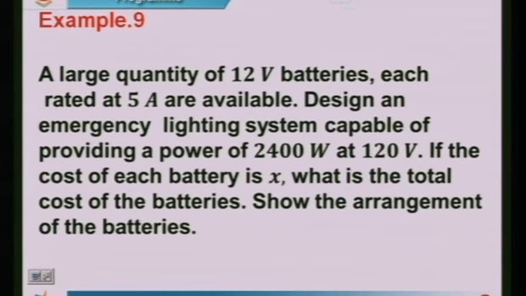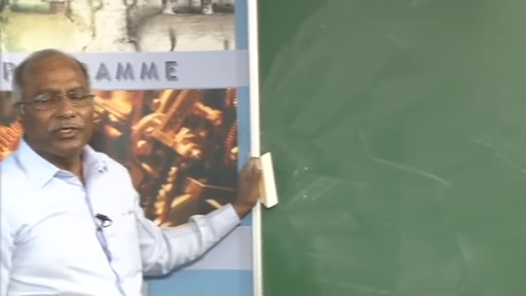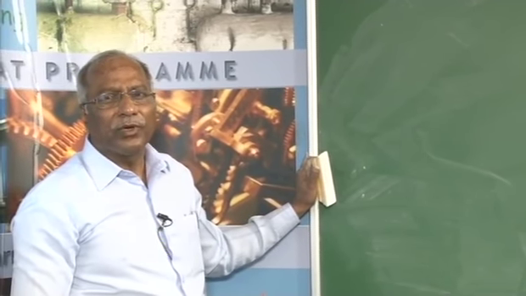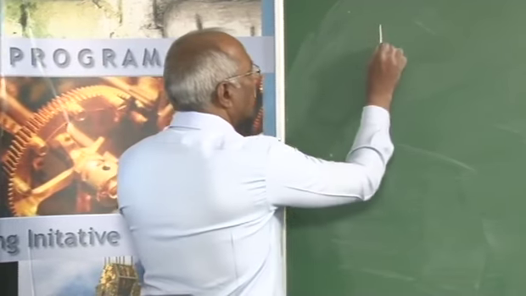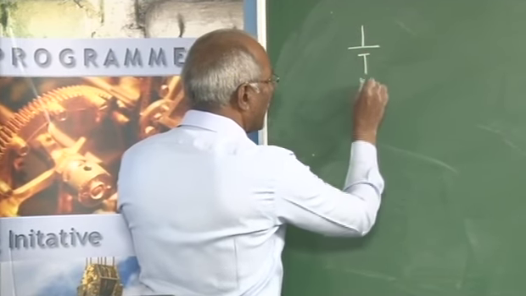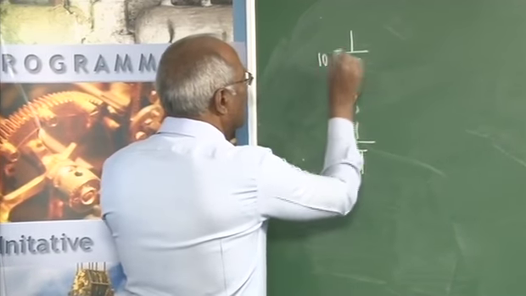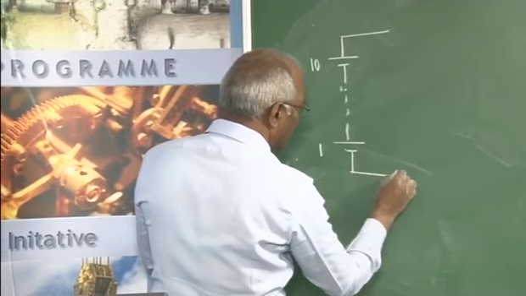A number of 12 volt batteries are available. It is required to satisfy a load of 2400 watts at 120 volt. Since the voltage of each battery is 12 volt, to get a voltage of 120 volt, we have to connect 10 batteries in series. So that will be this: this is 1, and this is 10. The voltage available is obviously 120.